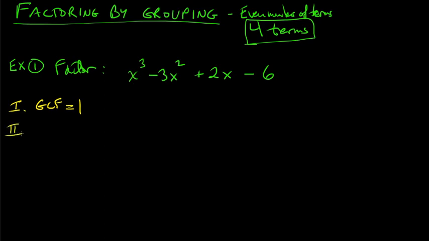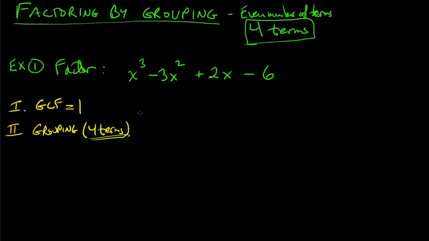So after you either factor out the GCF, or if the GCF is 1, you move on to the next stage. The next stage is grouping. And remember, this is only when you have 4 terms, or 6 or 8 or 10, but we're not going to see those. We're only going to see 4 terms in this class.